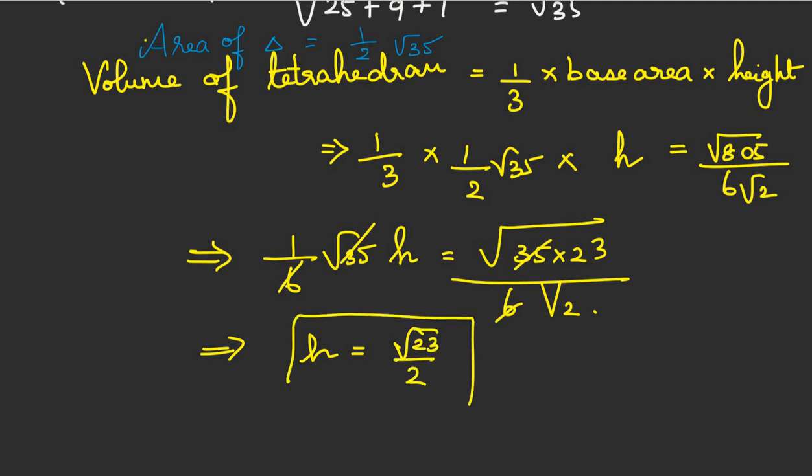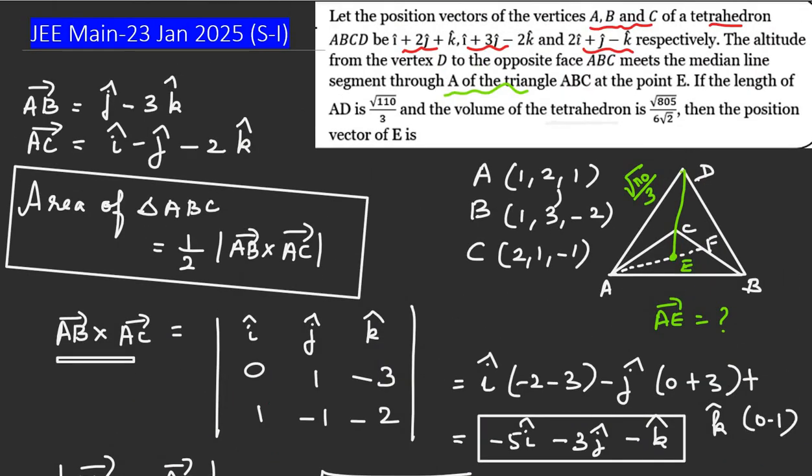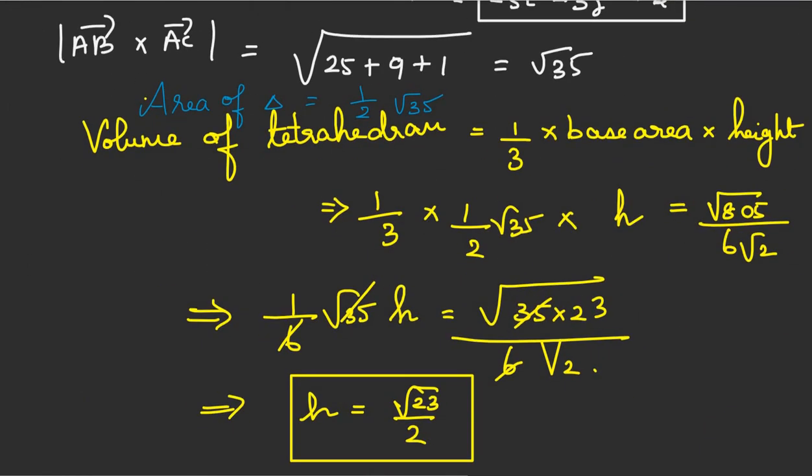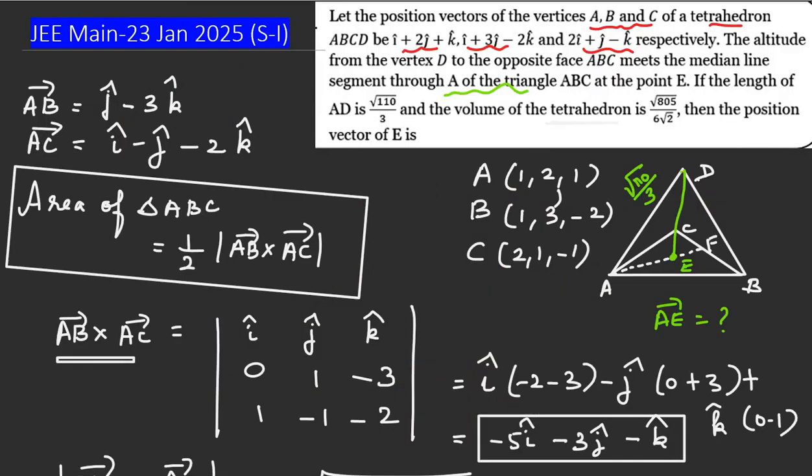The height of the tetrahedron is given to us. Height is nothing but the altitude from D to E. The altitude given to us is DE, which is equal to root 23 by 2. Now, from the diagram, we see that the magnitude of AD is given in the question. This A, E, and D form a right angle triangle. So we can use the Pythagoras theorem to find the value of AE.